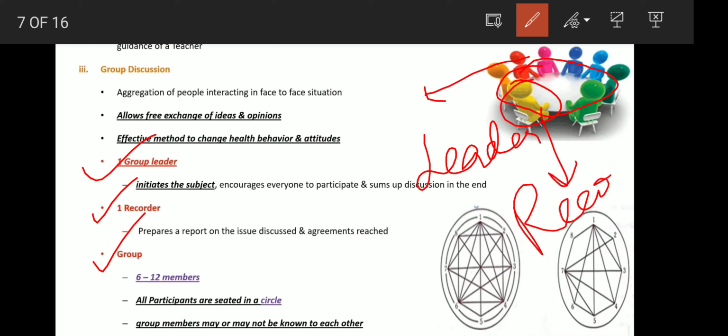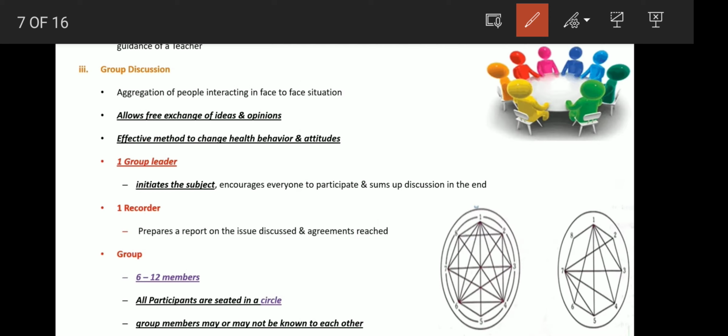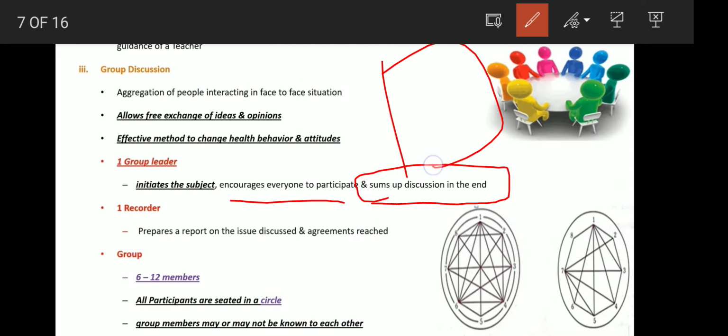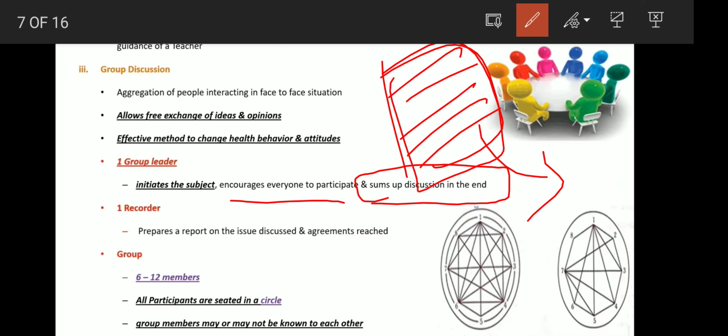What is the role of this group leader? The group leader will initiate the topic. He will encourage everybody to participate, and later on he sums up the discussion in the end. So he will encourage people, he will sum up the complete discussion in the end, and provide a gist of that session. He is the one who will initiate the subject, and he encourages others to take part.